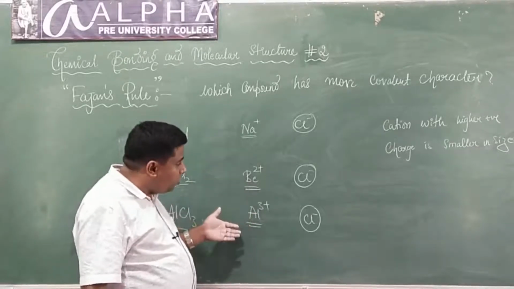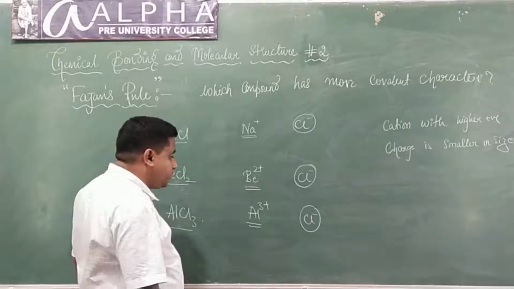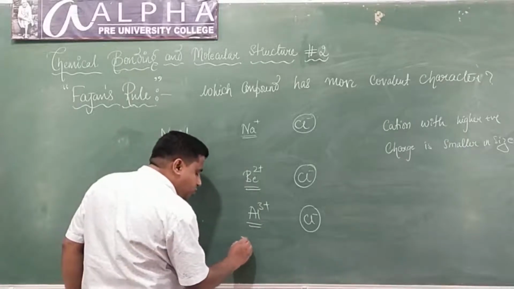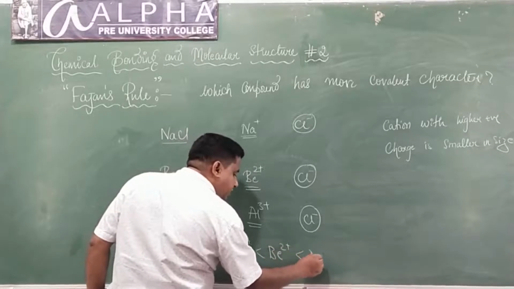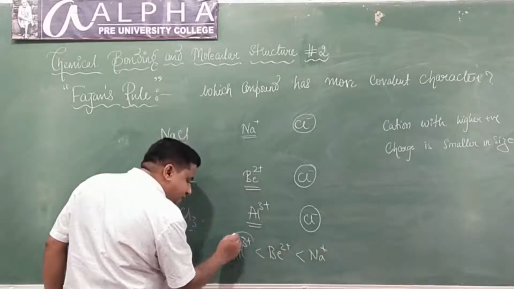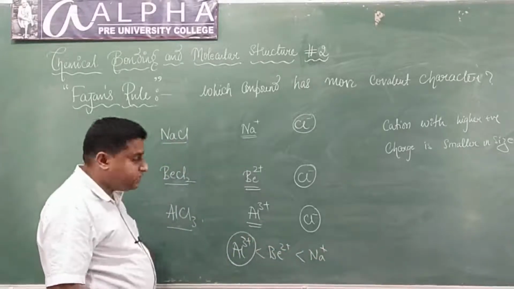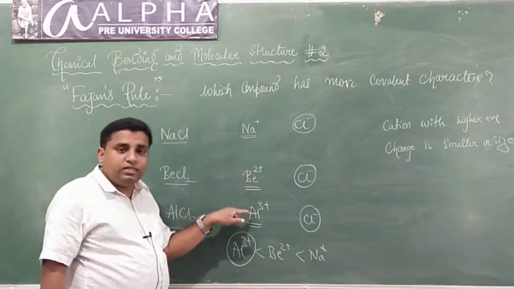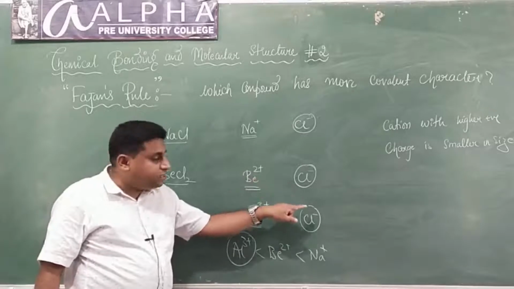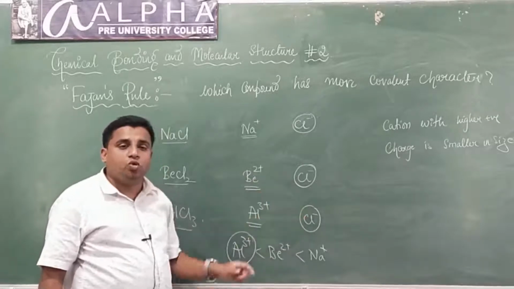So what is the order of ionic radii? Yes, aluminium ion is smaller than beryllium ion. Beryllium ion is smaller than what? Sodium ion. So aluminium has the least ionic size. Now what does Fajan's rule say? Smaller the size of cation, larger the size of anion, more will be the covalent character.